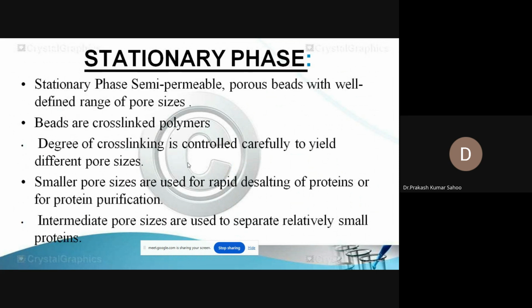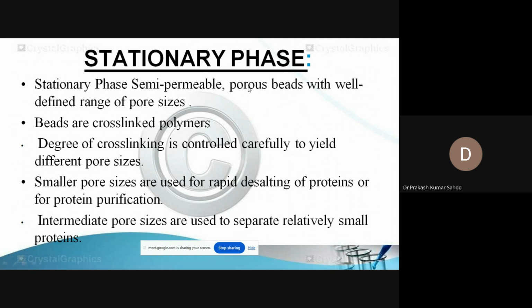So the stationary phase, as we already know, is a gel, and it is semi-permeable, porous beads with well-defined ranges of pore sizes. Beads are cross-linked polymers. The degree of cross-linking is controlled carefully to yield different pore sizes. Smaller pore sizes are used for rapid desalting of proteins or for protein purification. Intermediate pore sizes are used to separate relatively small proteins. So this is the way your stationary phase is.